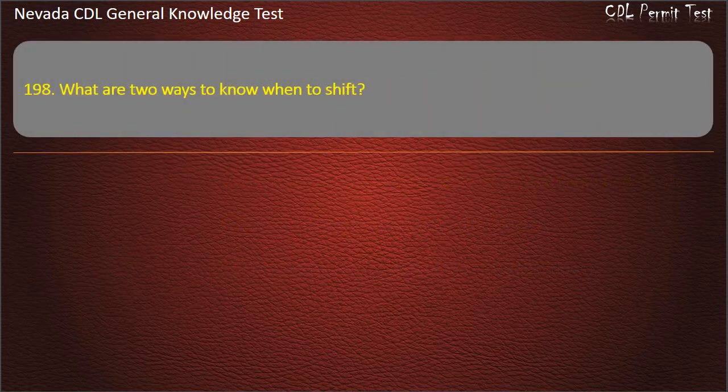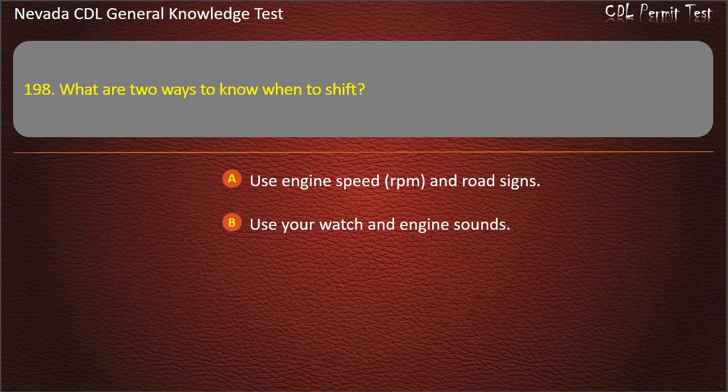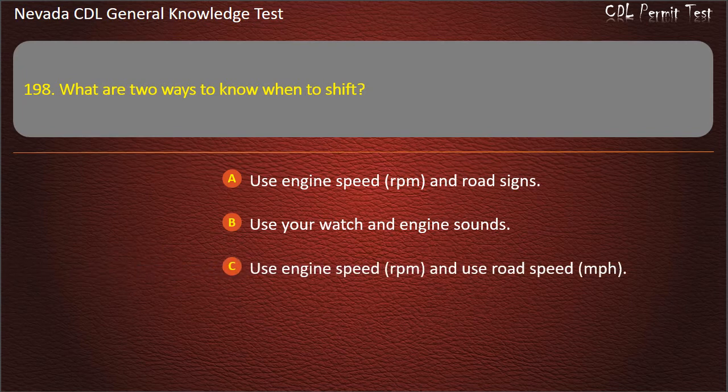Question 198. What are two ways to know when to shift? Use engine speed, RPM, and road signs. Use your watch and engine sounds. Use engine speed, RPM, and use road speed, miles per hour. Answer. Use engine speed, RPM, and use road speed, miles per hour.